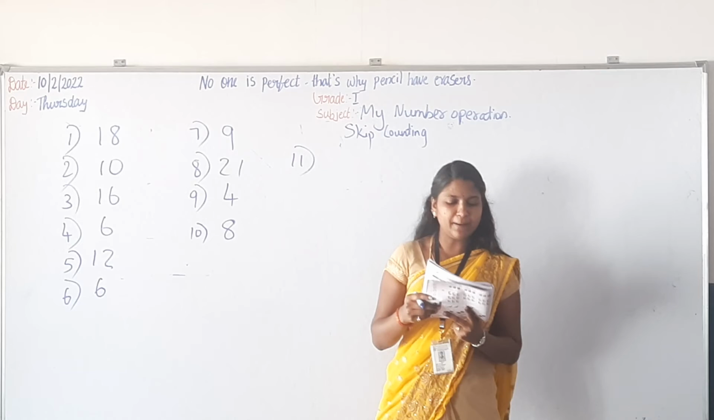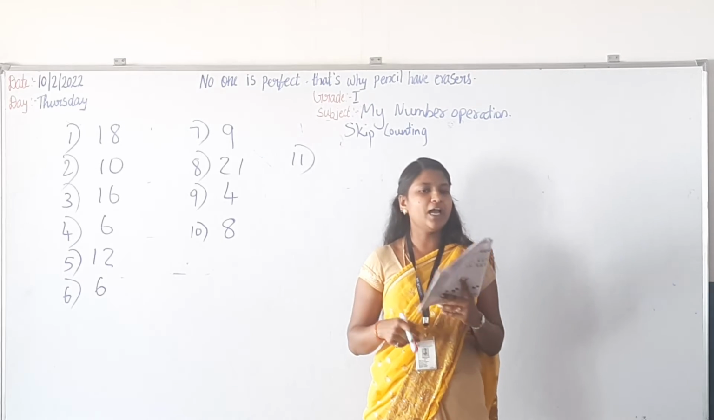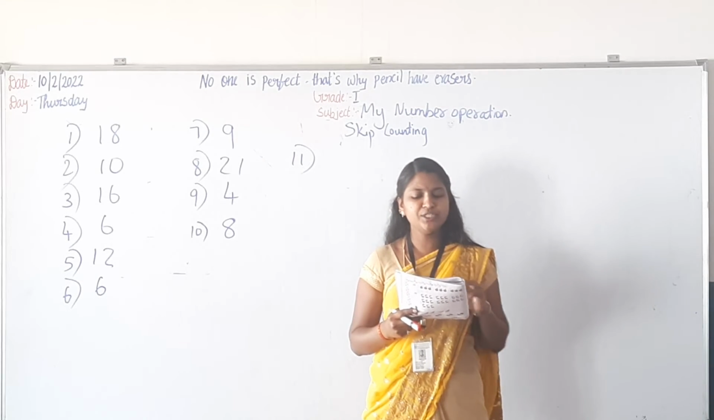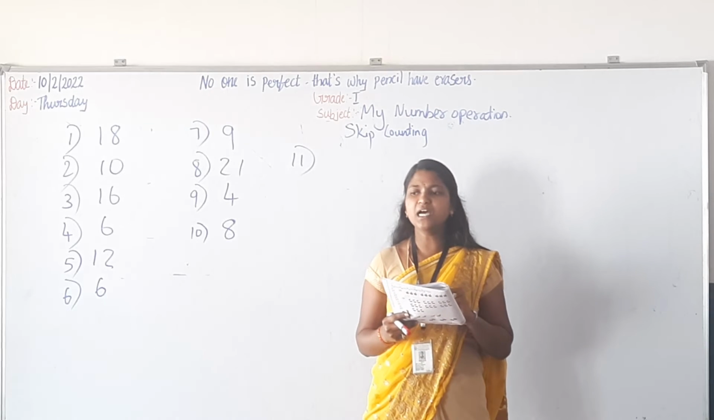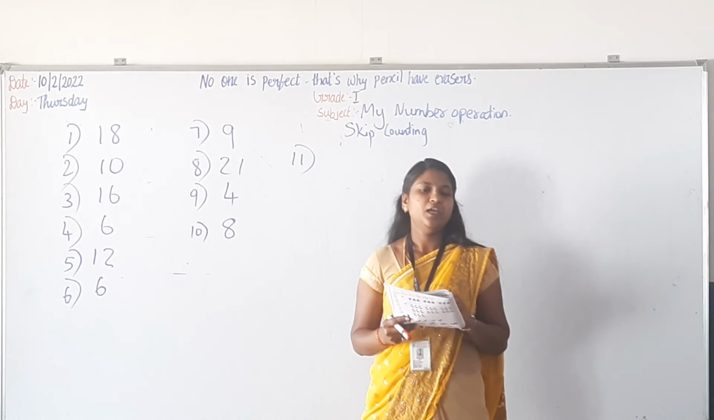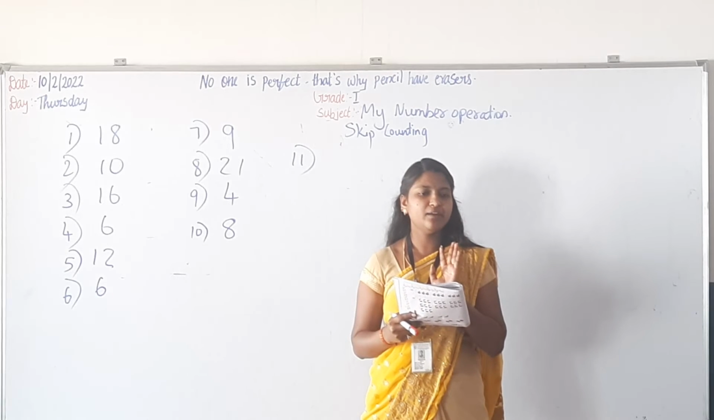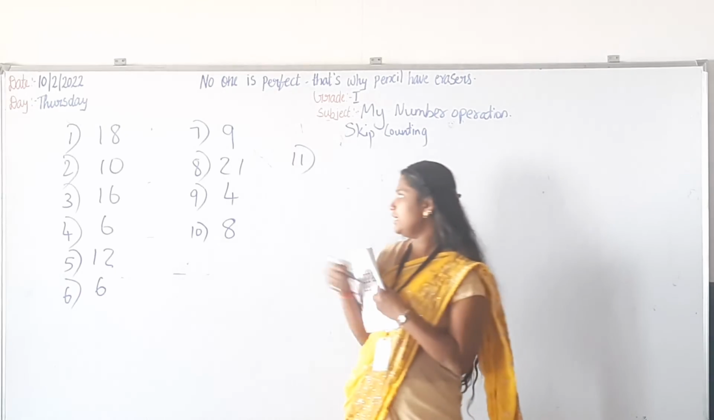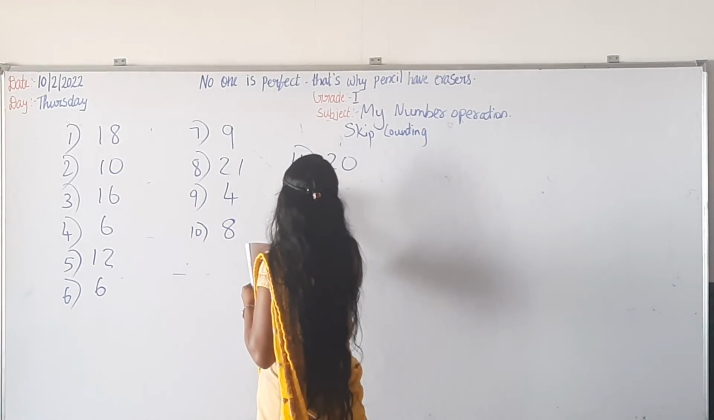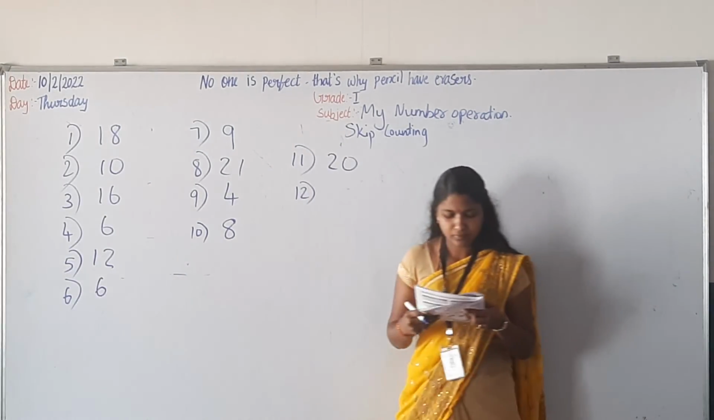Don't shout. Next, 11th question. What are those? Again, Avogadros. How many groups can you see? How many groups are there? 10. In each group, how many are there? Two. Totally? 20.